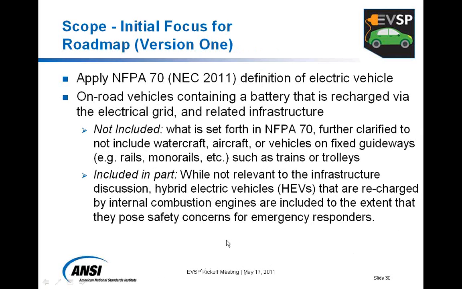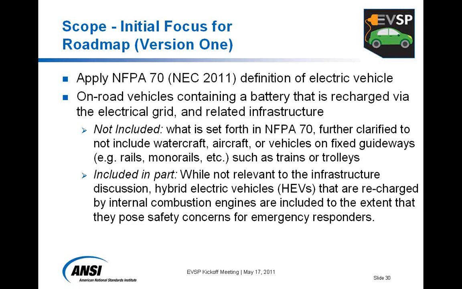So next slide, please. Again, our scope for the initial focus for the roadmap is to apply that NFPA definition. We primarily mean on-road vehicles that contain a battery that is rechargeable by the electric grid and the associated infrastructure needed to develop that. We also thought it might be helpful to provide greater clarity in terms of what is not included. Those exclusions are what is set forth in the NFPA 70 definition, but specifically it doesn't include watercraft, aircraft, or vehicles on fixed guideways, for example, rails or monorails, and trains or trolleys and things like that.